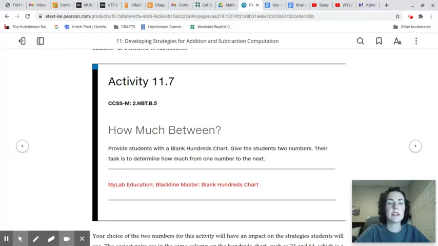So that's activity 11.7. Provide students with a blank hundreds chart. Give the students two numbers. Their task is to determine how much from one number to the next.